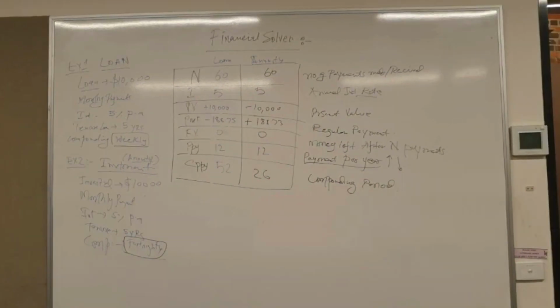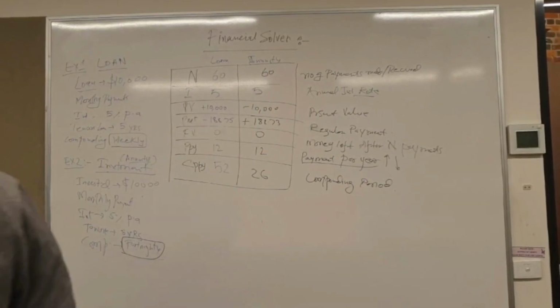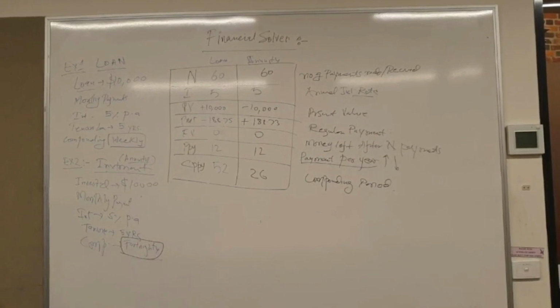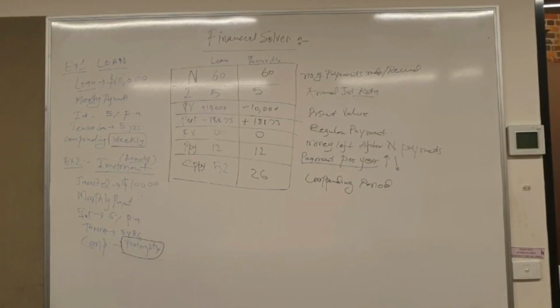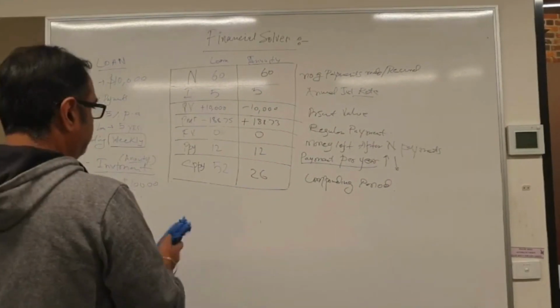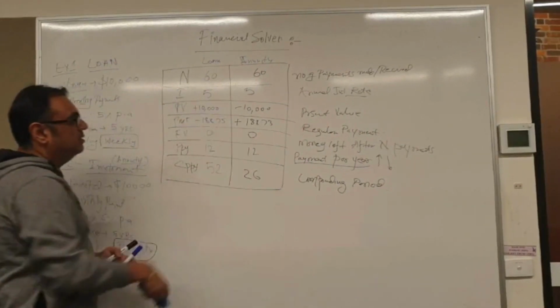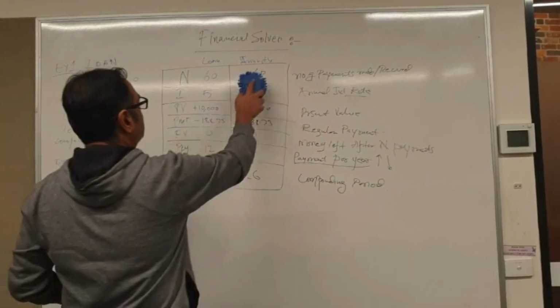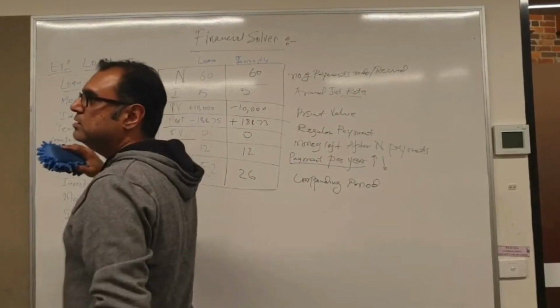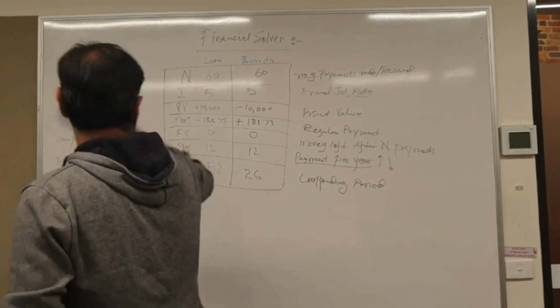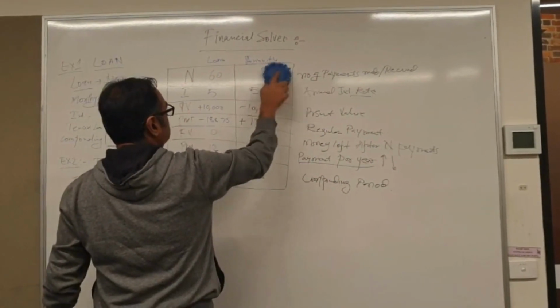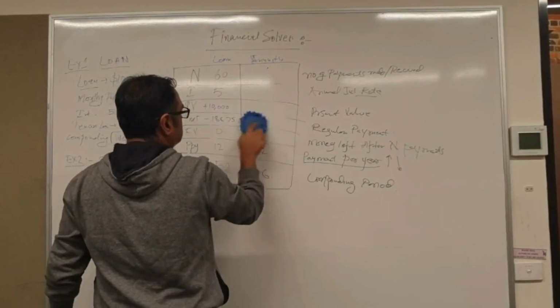Open your books, please. Let's quickly check what example number 21 is asking us to do. This is a loan. This is an investment. I'll take these off and see what happens.